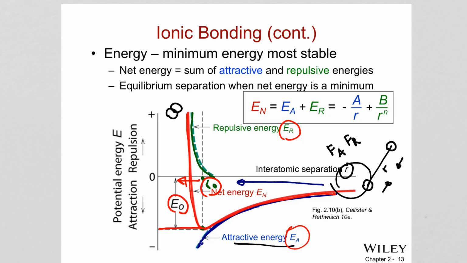From other classes, you might remember that energy is basically force times distance, right? So if we talk about infinitesimal changes of energy, this is force times distance. Infinitesimal changes in the distance times the force give us the energy change. And the net energy is the sum of attractive and repulsive energies, as I showed you in the graph.